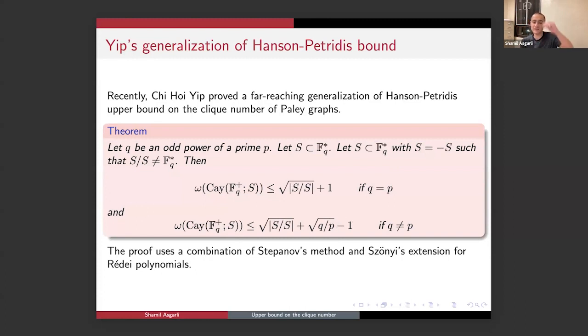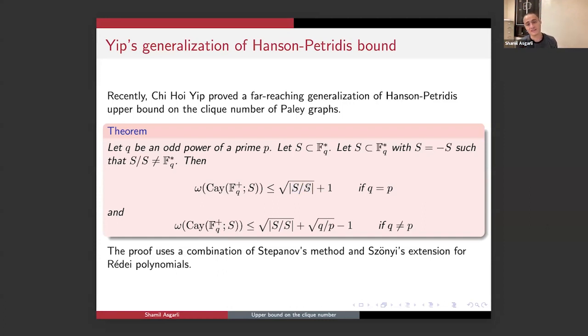Notice that in the case when you let S be the set of quadratic residues, then S has (q minus 1) over 2 elements. The S divided by S is again S because it's a multiplicative subgroup. And then you just get q over 2 here, which is exactly the square root of q over 2. That's exactly the Hanson-Petridis bound.